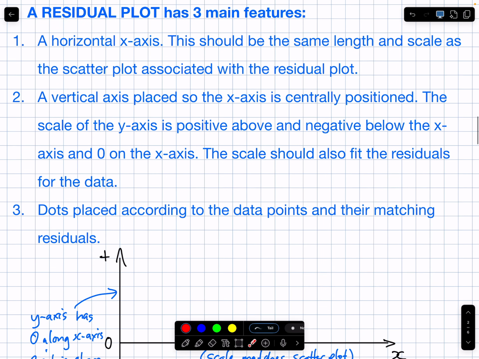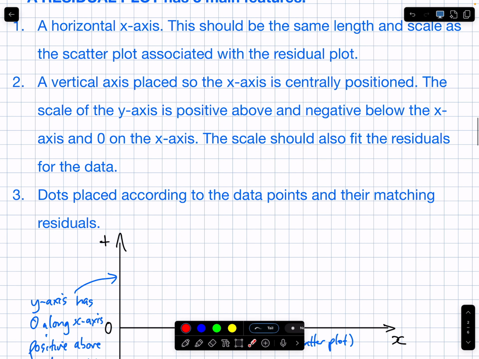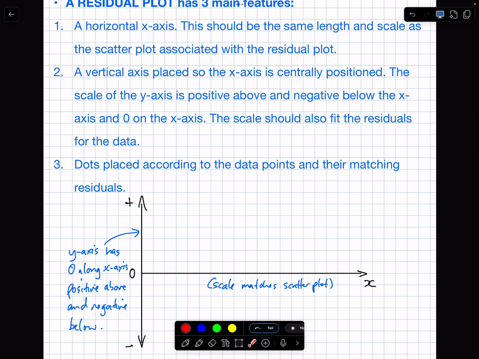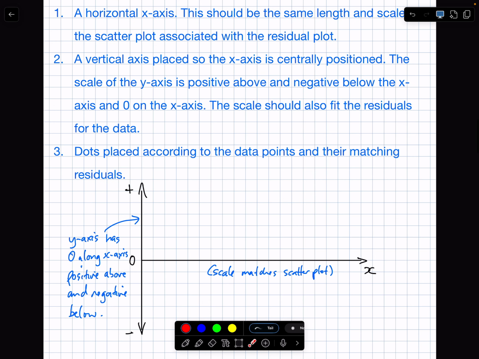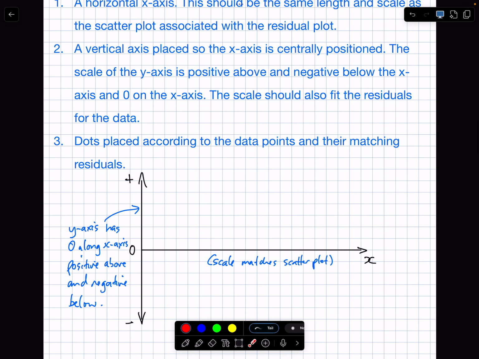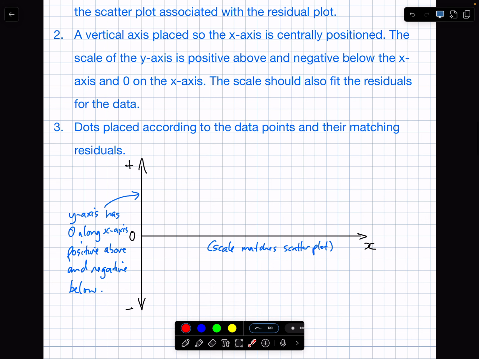What do we see about the features of the residual plot? The horizontal x-axis needs to be the same length and scale as the scatter plot you're drawing. The vertical axis is placed so that the x-axis is in the middle and 0 is in the middle as well. The scale should fit the residuals for the data. You'll decide the scale of the y-axis when we actually calculate the residuals. And then you place dots according to the data points and their matching residuals. That's on your notes. You don't need to add anything to that.